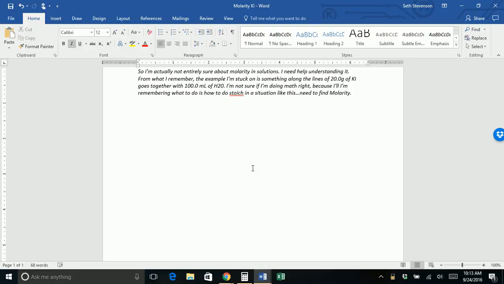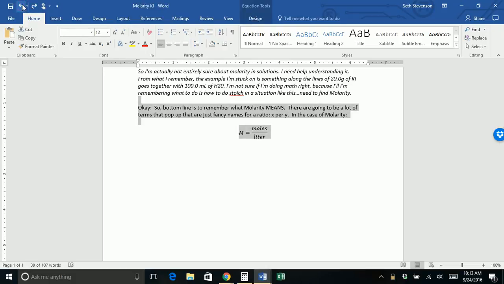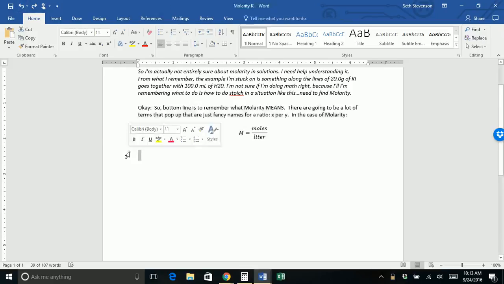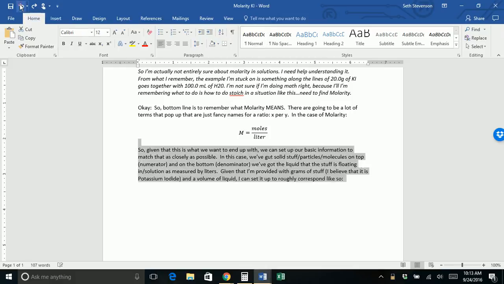So molarity, right? We know that molarity is really just the number of moles per liter of solution, and we represent it with that italicized M. It's just a ratio. So given that, we want to take what we know, and we've said it's 20.0 grams of, I believe that's KI, not KL, so I'll assume that's potassium iodide, per 100 milliliters of water.